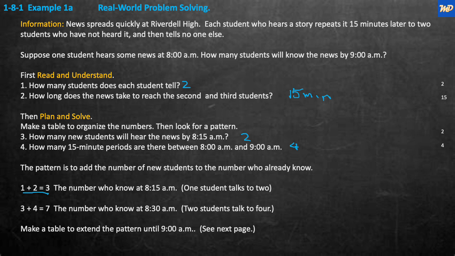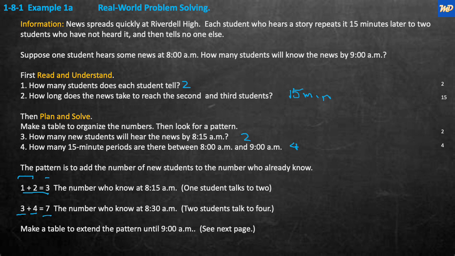3 plus 4 equals 7. The number who know at 8:30: the 2 students that were new, plus the one that told them, there's the 3 they're talking about, the total 3. And then we're going to add, because each of these 2 students, student 2 and 3, are going to tell 2 people. We start with the 3, and then they're going to tell 4 people because they each tell 2. So when you add those up, we get a total of 7. The number who know at 8:30, that's the next 15-minute period, is going to be 7 students.